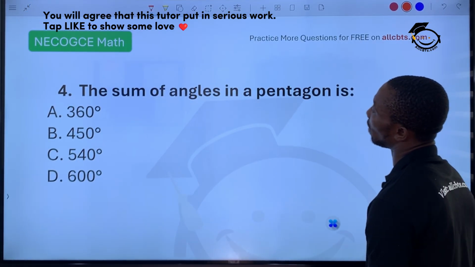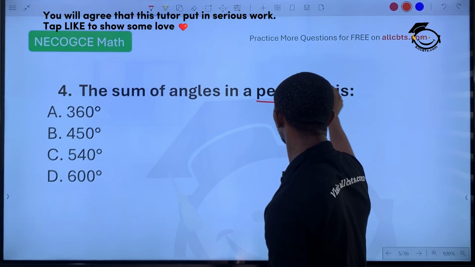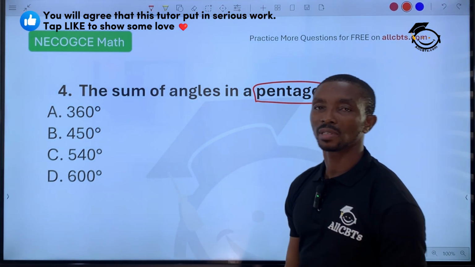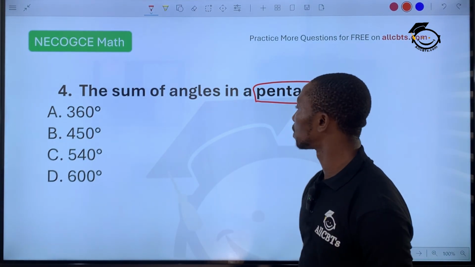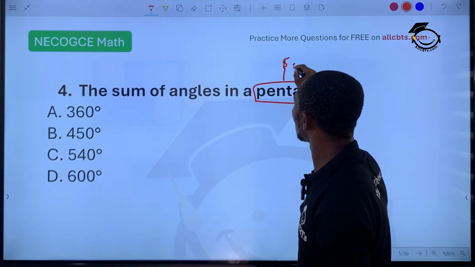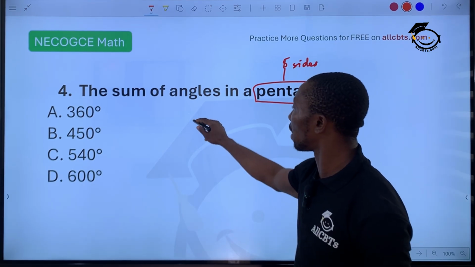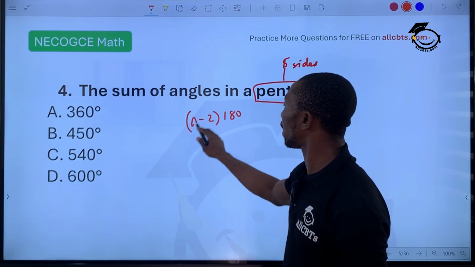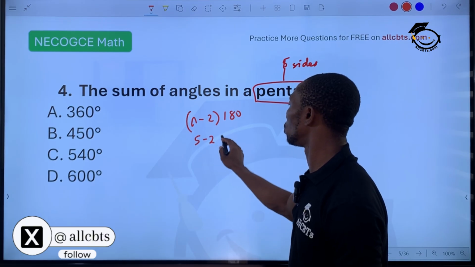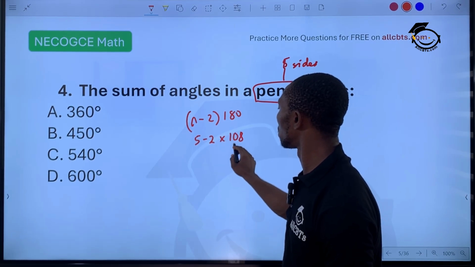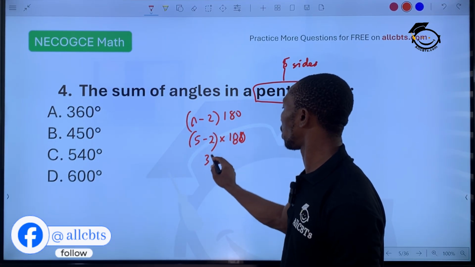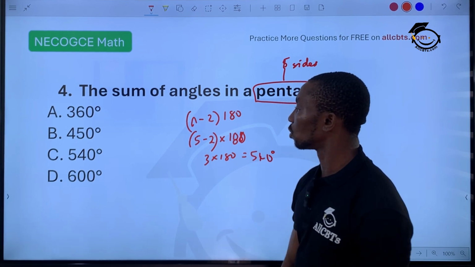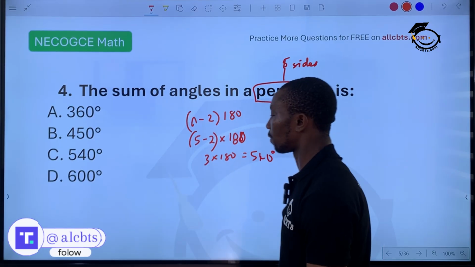The sum of angles in a pentagon is, now, what's a pentagon? A pentagon is a polygon that has 5 sides. If we know that a pentagon has 5 sides, and the formula for the sum of angles is n minus 2 bracket 180, where n is the number of sides, this becomes 5 minus 2 times 180. This is 3 times 180, which gives us 540. So the sum of angles in a pentagon will be 540 degrees.